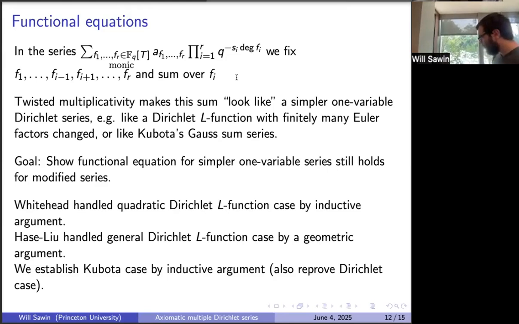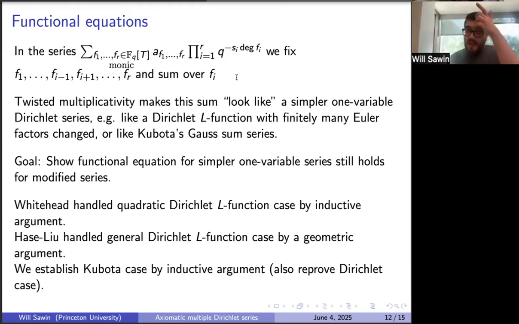And so that tells you what functional equation you should expect it to have. You should expect it to have a functional equation that looks like the functional equation of this Dirichlet L function. So when we say we established a functional equation, what we mean is we checked that the functional equation of this Dirichlet L function still holds for this modified series in one variable, and then when you sum it over all the other variables, you still get a functional equation for the multivariable series. Or in the Kubota case, Kubota showed a functional equation for his Gauss sum series, and then we check it still holds for the modified series, and then you sum it, and it holds for the multivariable series.